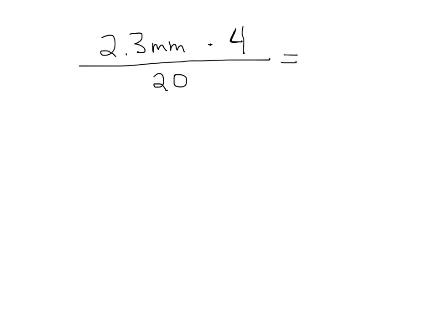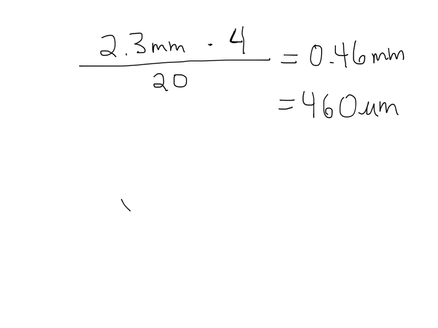Now let's say I'm using a different lens and this lens multiplies 20 times. So I'm still going to use my same 2.3 millimeter diameter under low power, times 4. And now I'm going to divide that amount by my new objective lens, which let's say multiplies 20 times. So I'll do 2.3 times 4 divided by 20. And I get 0.46 millimeters, which is the same as 460 micrometers.